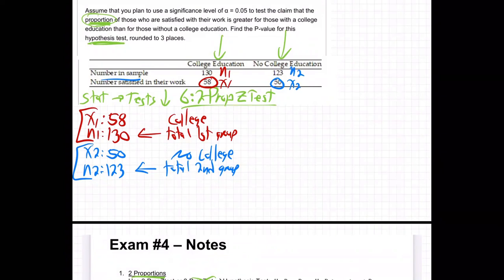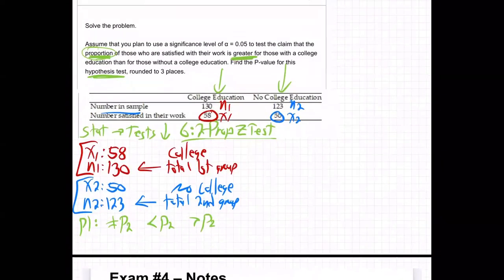All right. And now, what do they want us to do? Down here, it says P1, and then it says not equal to P2, less than P2, greater than P2. Right? So what do they want us to do on this one? What does it say? Greater. Right? For those with a college education. So greater. P1 is greater than P2. College group is greater than the no college group. This is P1, this is P2. P1 is greater. Greater satisfaction for those working in a job that required a college education. Okay, so that's what we do, and then calculate.